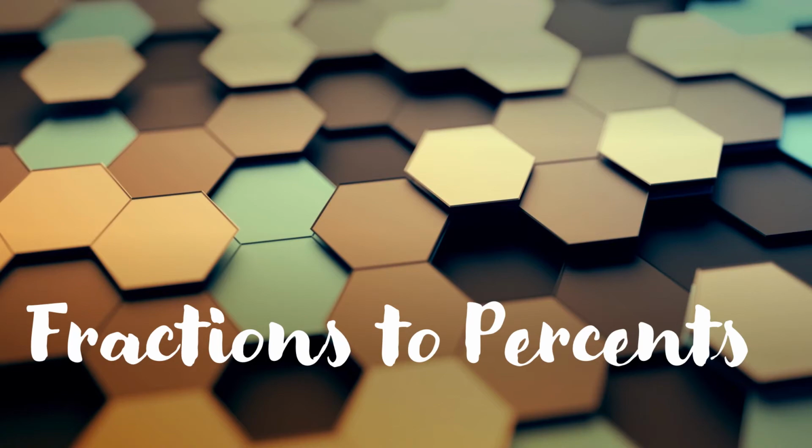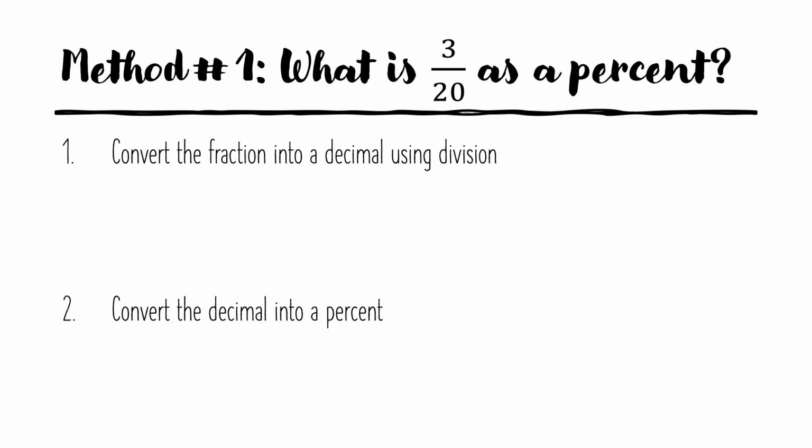Converting fractions to percents. There are two main methods for converting fractions to percents. Let's start with this method, where the first thing you'll do is convert the fraction into a decimal using division. So we have 3 divided by 20. So we'll set up our long division.